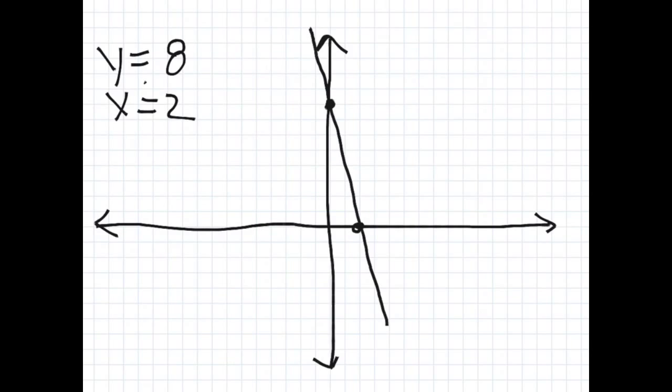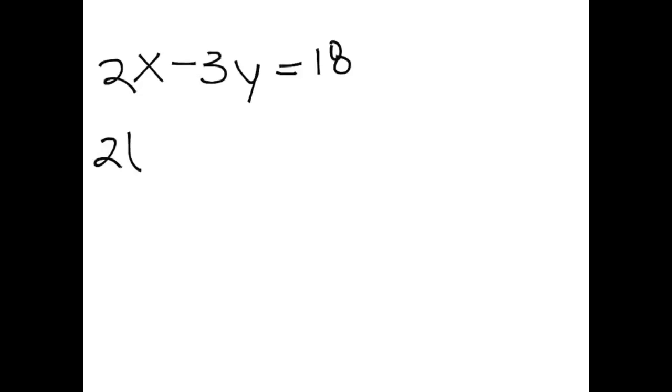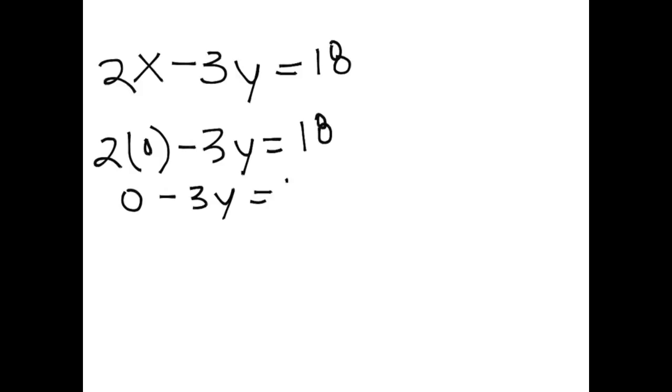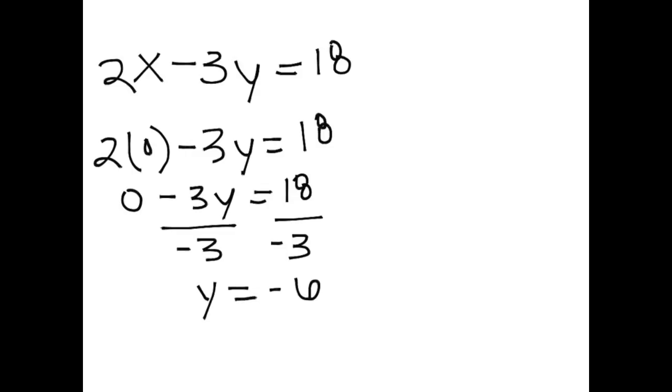Now we're going to do the second equation. The second equation is 2x minus 3y equals 18. Again, we're just going to plug in the 0 for the x in order to find the y-intercept. So this would be 0 minus 3y equals 18. Then we would divide by -3 on both sides, and y would equal -6.